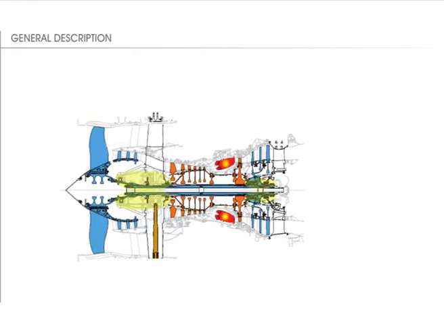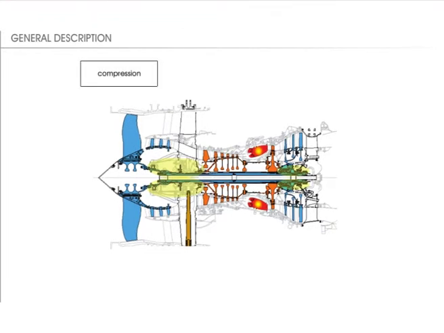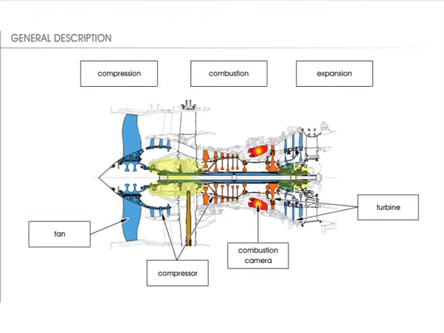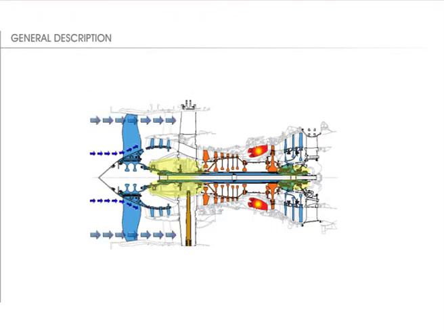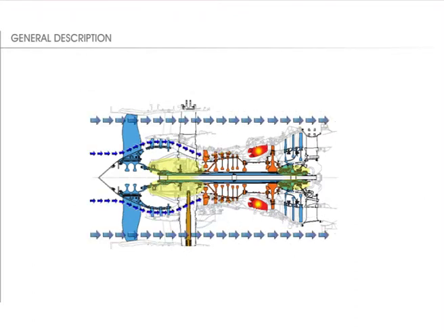Booster discharge air is compressed in the high-pressure compressor, then heated and expanded in the combustion chamber. The gases are directed by the high-pressure turbine nozzles onto the high-pressure turbine rotor which drives the high-pressure compressor.